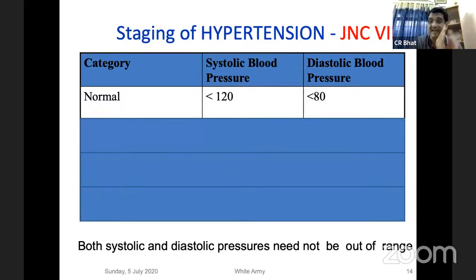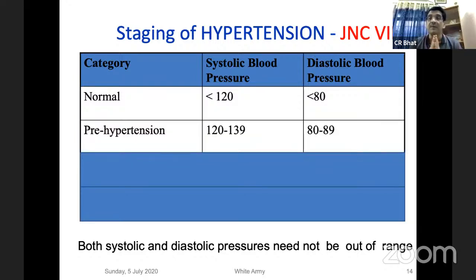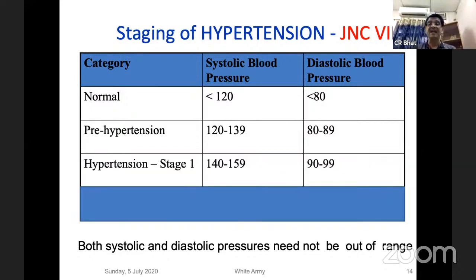Now, if you know what primary hypertension and secondary hypertension are, and when to suspect secondary hypertension, then we need to find out the different stages of hypertension. The Joint National Committee for Prevention, Detection, and Management of Hypertension has given the criteria. For normal blood pressure, systolic anything less than 120 millimeters of mercury is normal, and diastolic less than 80 millimeters of mercury is normal. Pre-hypertension, in the JNC, is systolic between 120 to 139 and diastolic between 80 to 89, and stage 1 hypertension is systolic 140 to 159 and diastolic 90 to 99.